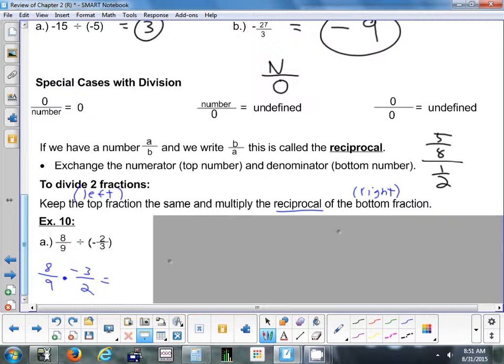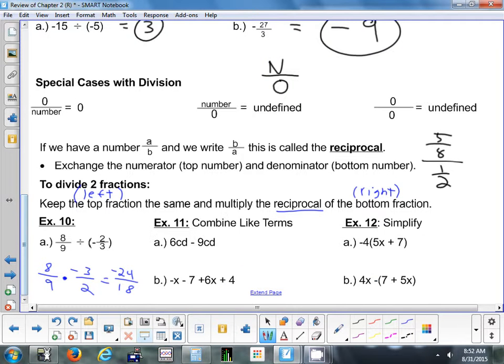And then when we multiply, we're just going to go straight across. 8 times negative 3 is negative 24. 9 times 2 is 18. And the last thing I can do is reduce that a little bit. Does anybody see what number goes into both 24 and 18?